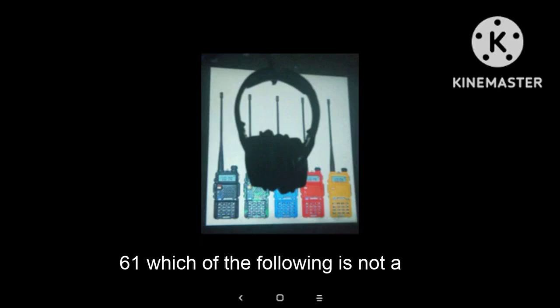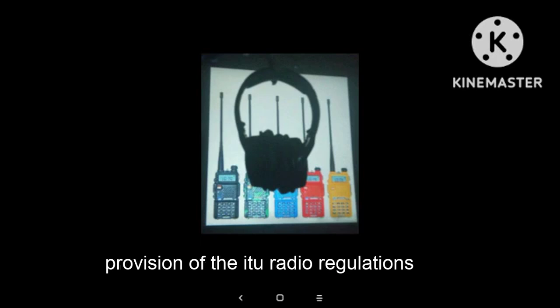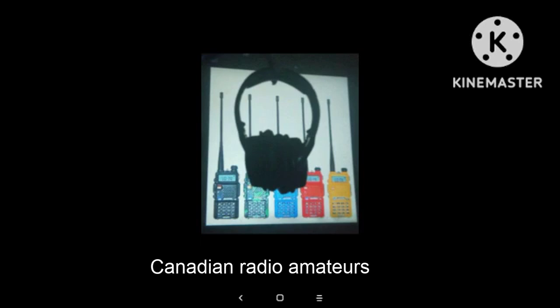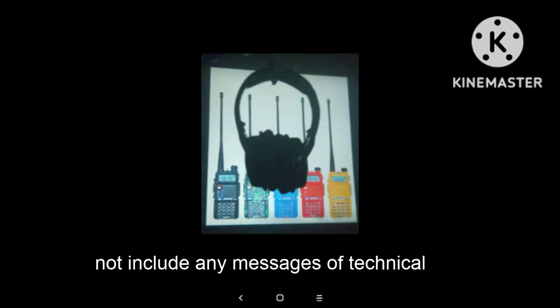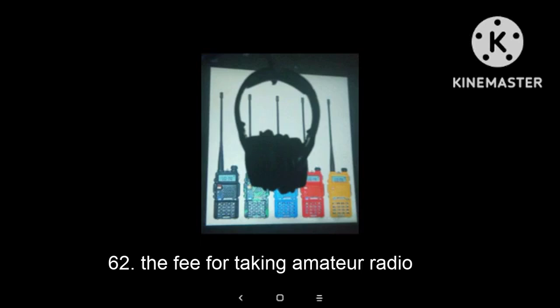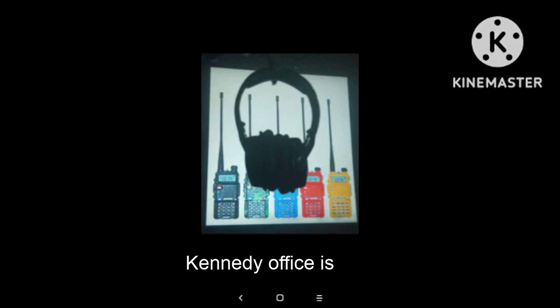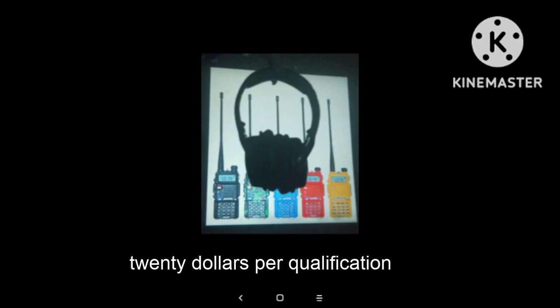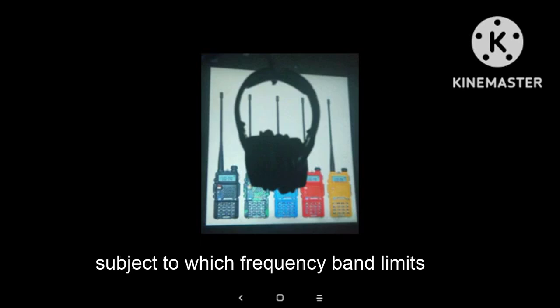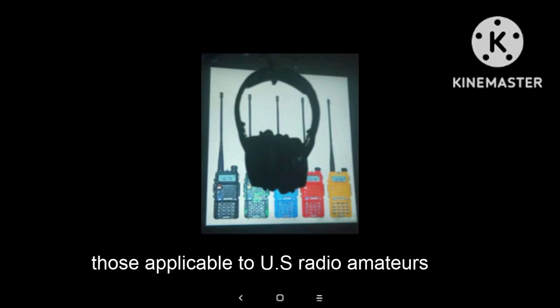61. Which of the following is not a provision of the ITU radio regulations which applies to Canadian radio amateurs? Transmissions between countries shall not include any messages of technical nature or remarks of a personal character. 62. The fee for taking amateur radio certificate examinations at an Industry Canada office is $20 per qualification. 63. A Canadian radio amateur operating his station in the state of Florida is subject to which frequency band limits? Those applicable to U.S. radio amateurs.